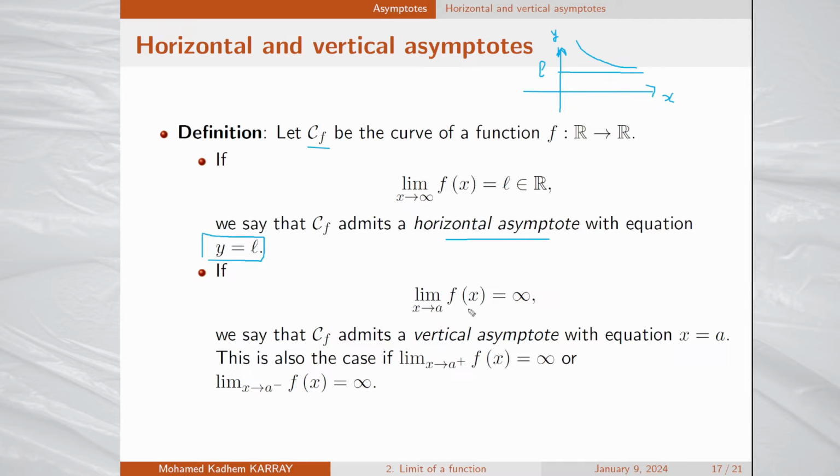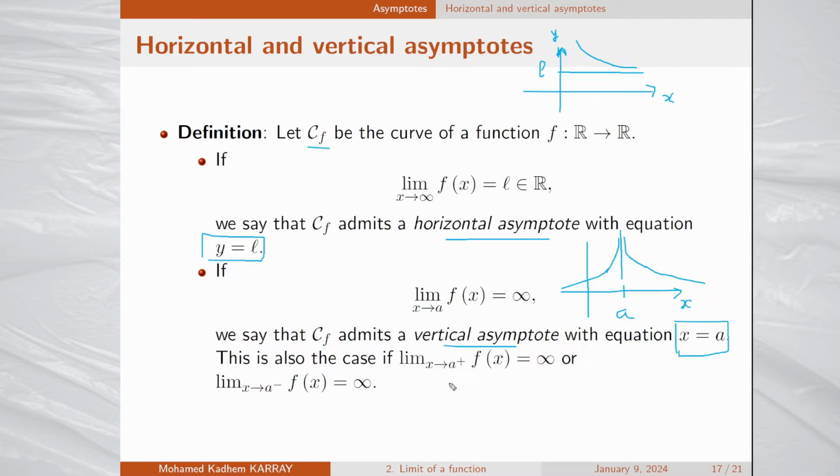On the other hand, if the limit of the function f at some point a is plus infinity, for example like this, so this is the limit as x approaches a is plus infinity. In this case, we say that the curve of f admits a vertical asymptote, this time with equation x equals a. You see that in this case, this straight line here is an asymptote of the curve of f.